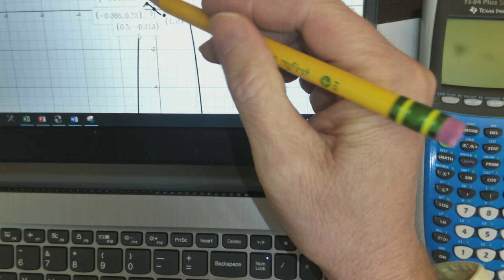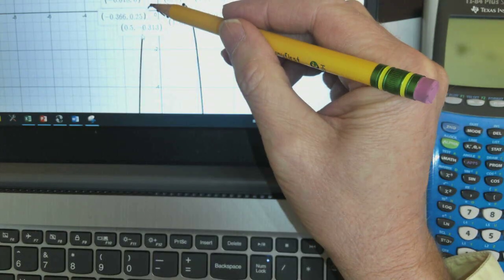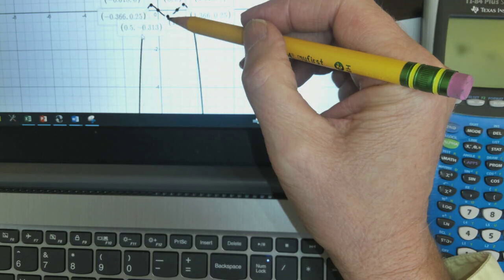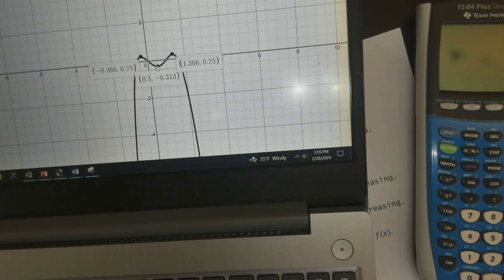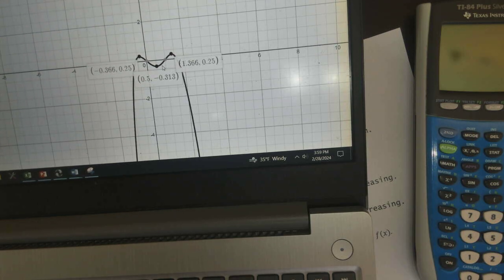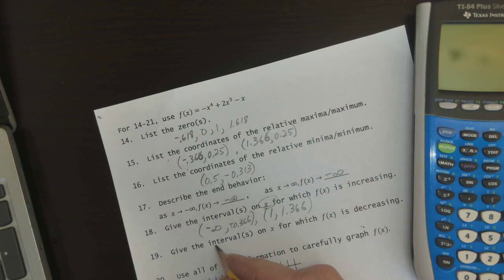All right, decreasing. From this point, negative 0.366, 0.25, down here to, oops, let me get these zeros off here. Okay, all right, from here to here, it's decreasing. I'm not sure if that's showing up. It's not. Okay, from here to here, it's decreasing. Use the negative 0.366 and the 0.5. Use the x-coordinates.